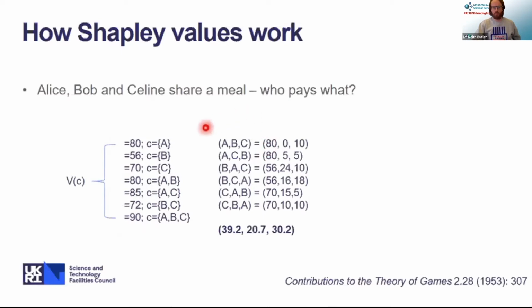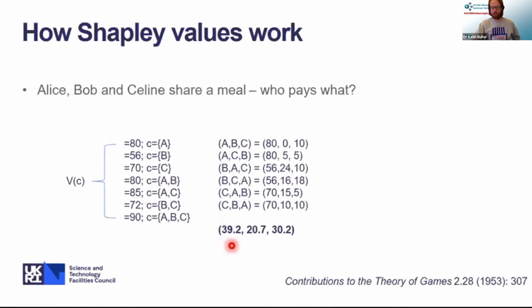So then what we do is we start looking at the order in which they appear for the meal. So if we have Alice, then Bob comes along, then Celine. You have Alice, that was 80. Alice and Bob, that's also 80. So 0 is Bob's contribution to that. And then the remainder is 10, which goes on Celine. And you look at all the different possible orderings that people could have turned up in and work out how much they would have contributed to the bill in that instance, and then simply take the average over all of those. And then we come up with these numbers.